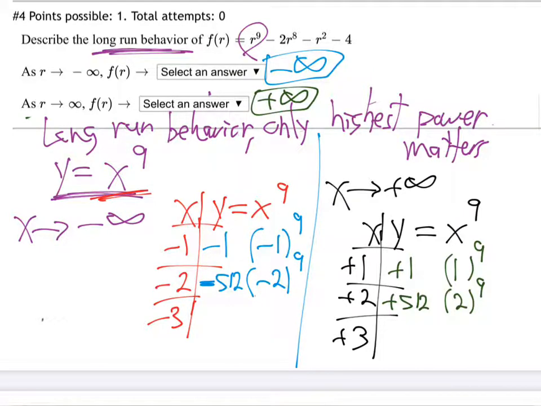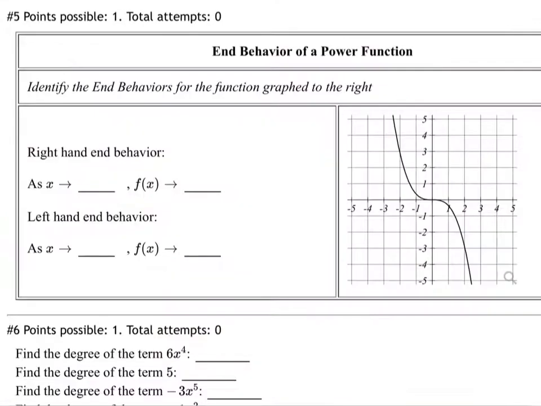If they give you a bunch of stuff and all they want to know is the ends, all that matters is the most powerful term. He overwhelms the small guys in the ends, at the right and left, forever. All that matters is the most powerful term. Good. All right, so right-hand behavior.